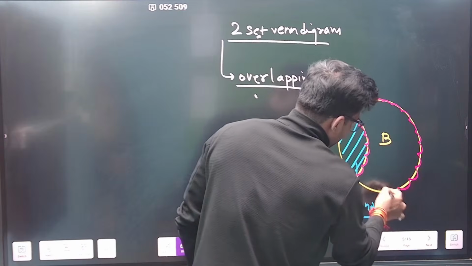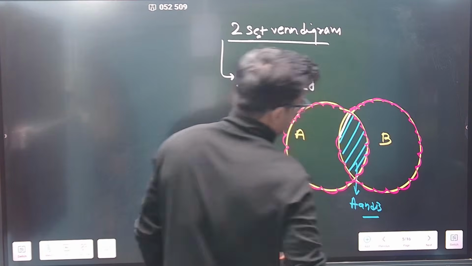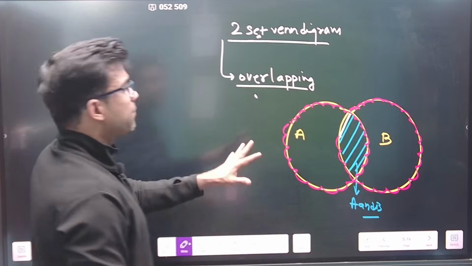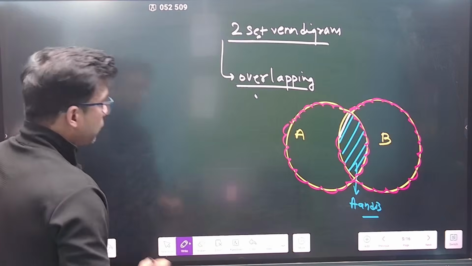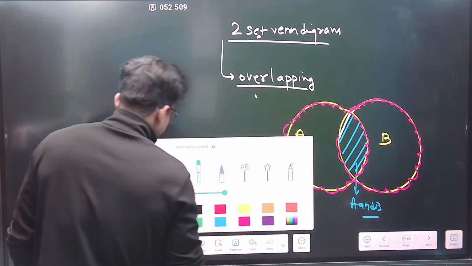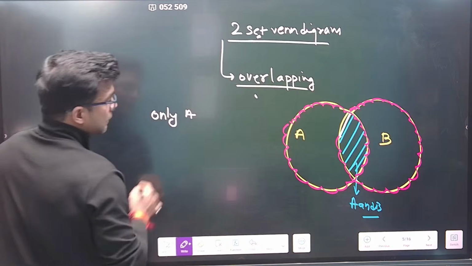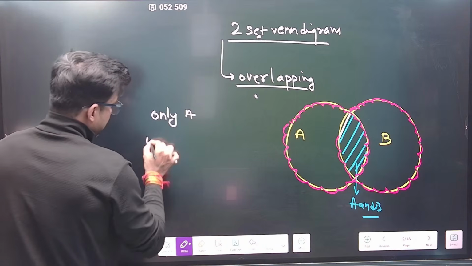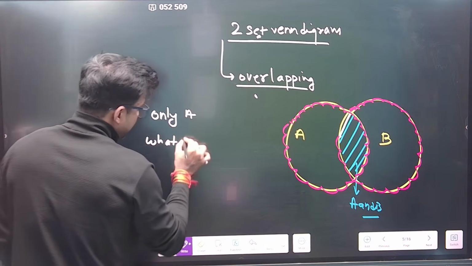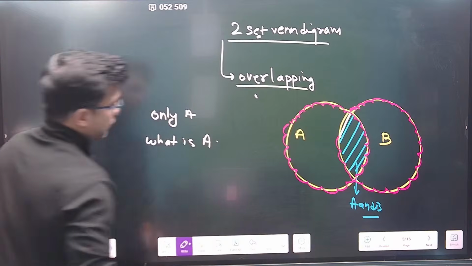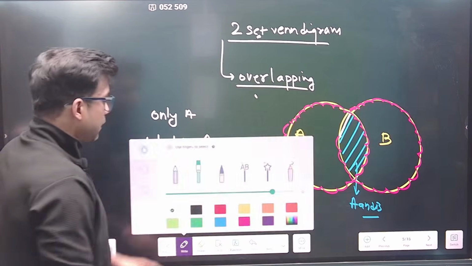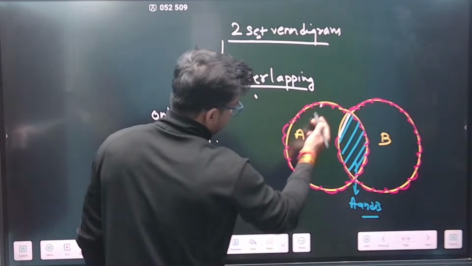Now you would ask, how sir are you saying this, based on what? See, there is a totally different point. If I write down only A, and if I ask what is A, these two questions are totally different. Only A means the part which is green in color, this one.